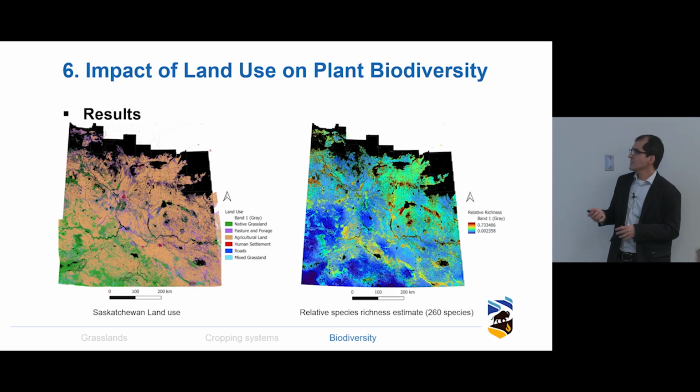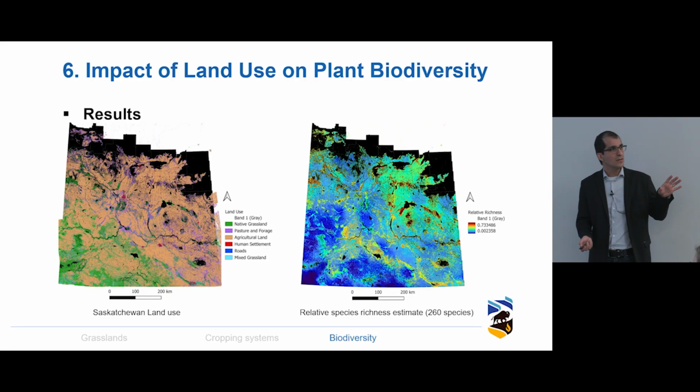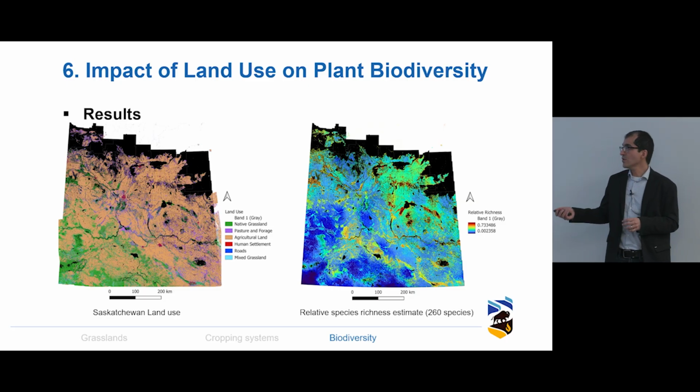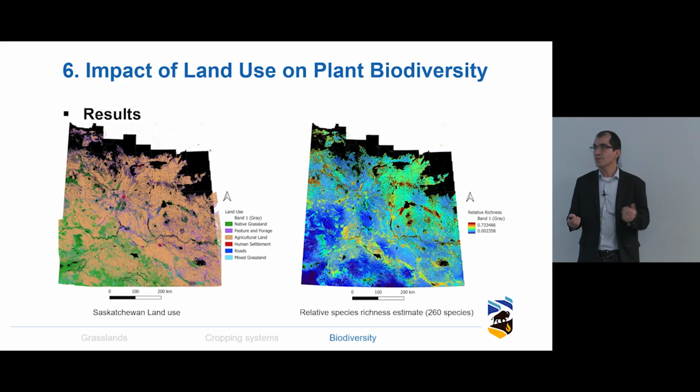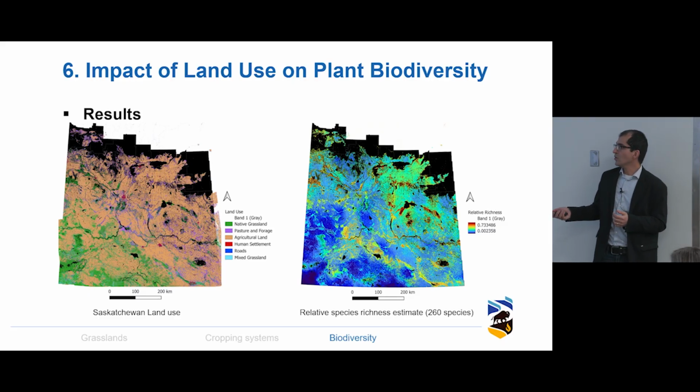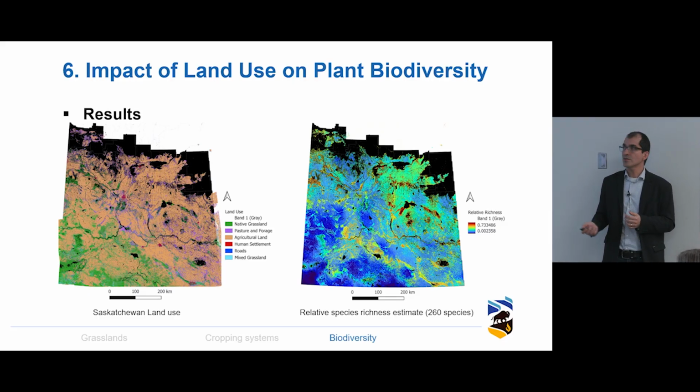This is where it becomes interesting. This is the compilation of the richness, or relative richness. Remember I told you that we only have presence data, right? So because of that, you can only have relative richness. You cannot have richness because we're missing the absence. But this is a compilation of 260 plus species into one single map.